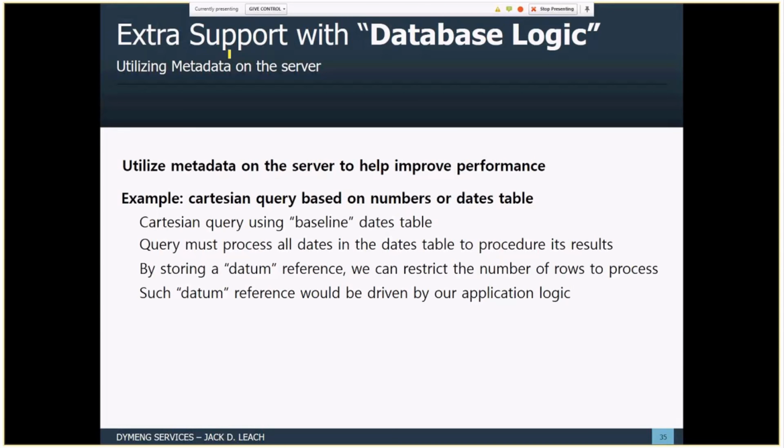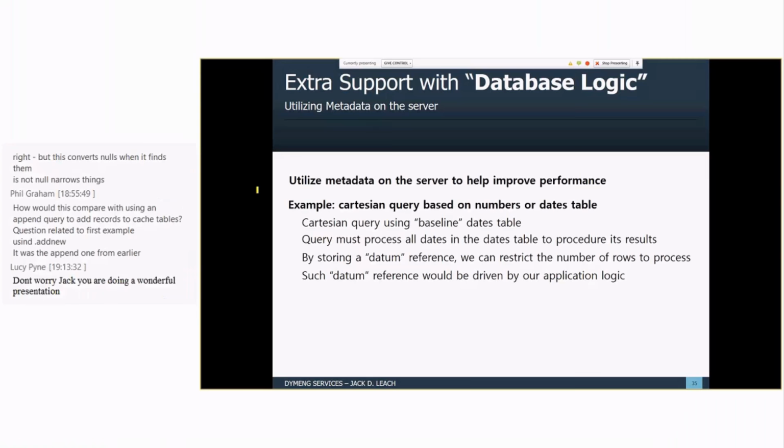But we've got extra support with what I'll call database logic. Sometimes we might run into situations where it would help to have data in there that wasn't necessarily part of the natural data set, as I'll call it. For example, when we run a Cartesian query based on a numbers table or a dates table, sometimes we'll start at the bottom and work our way up. If we were just to store the last date that we had, like a datum, and tell it to process only from there up, we can get much better performance out of things.